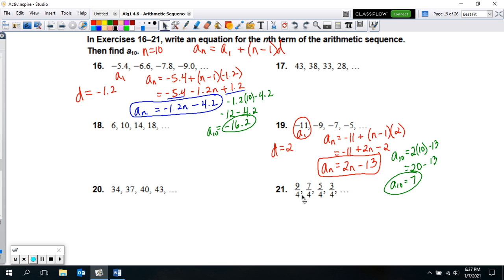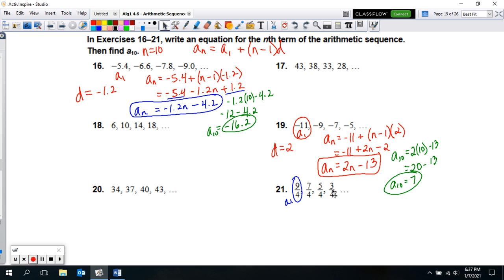Let's go ahead and do number 21, this one with fractions on it. And obviously fractions are always a little more challenging. But obviously we can see our first term, there's 9/4. What would the common difference be of this? From 9/4 to 7/4 to 5/4 and so on. You know, since they're all in fourths, it's helpful. So your common difference, you can see it, are they going down?